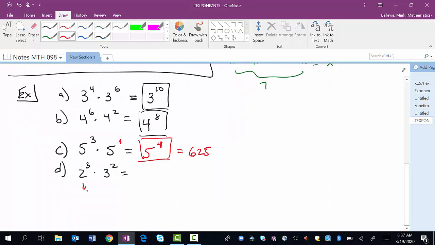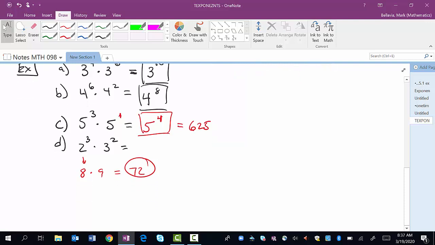In other words, we know 2 to the 3rd, if you think of it as 2 times 2 times 2, is 8, times 3 to the 2nd power, which means 3 times 3, which is 9. Then 8 times 9 equals 72, and that would be the answer. Keeping in mind that when you look at this, you're really following your order of operations. You're doing the exponents first, then the multiplication.